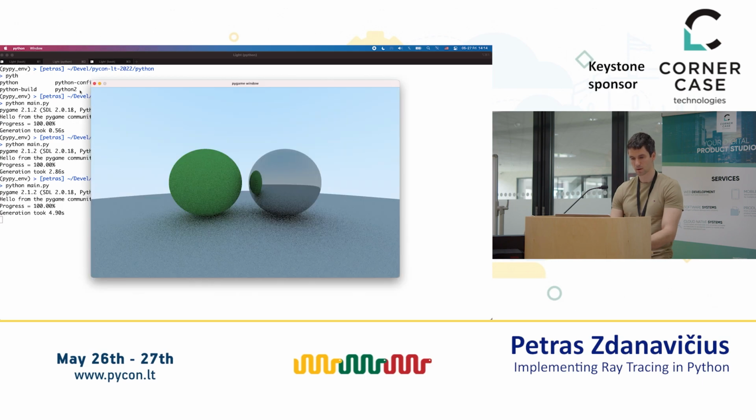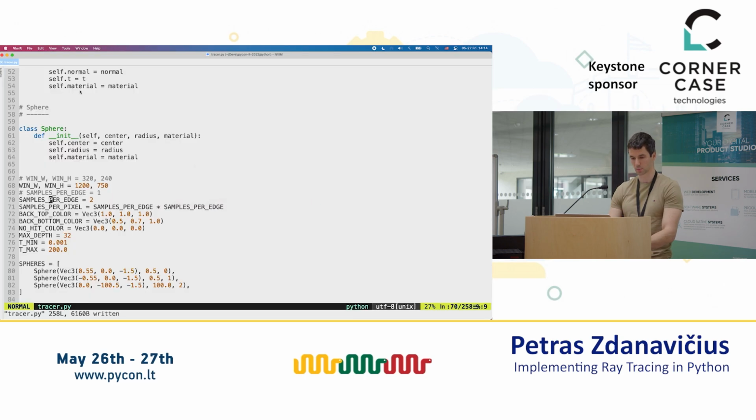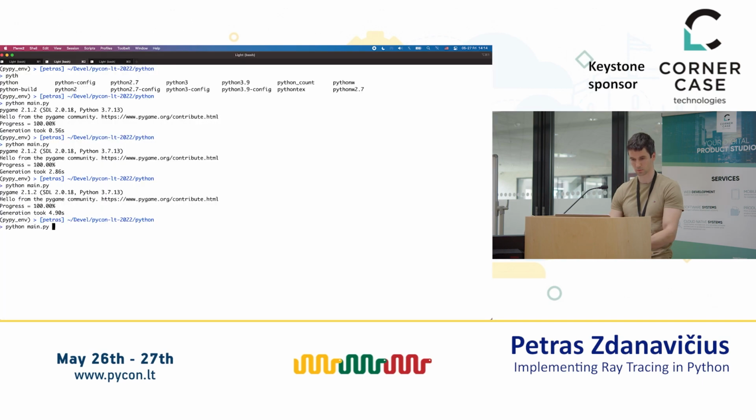Samples per pixel, is that basically number of rays per each pixel, or is it a bit more complicated? Yeah, it's per edge, so it means samples rays per pixel. But 2 is 2 multiplied by 2, so it's 4 actually. Okay. So add more. I think we have time. We can run stuff.